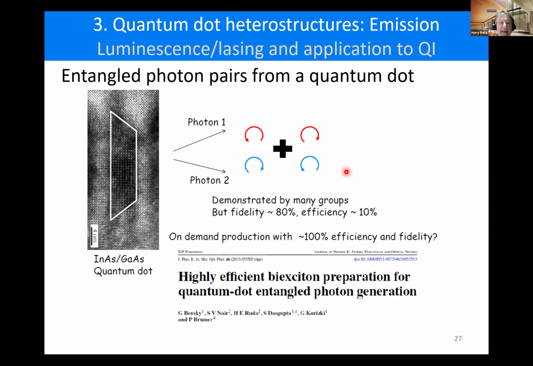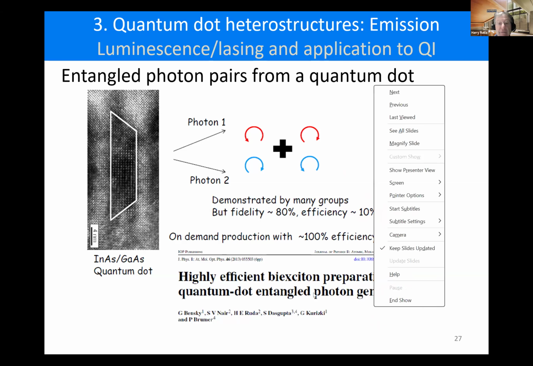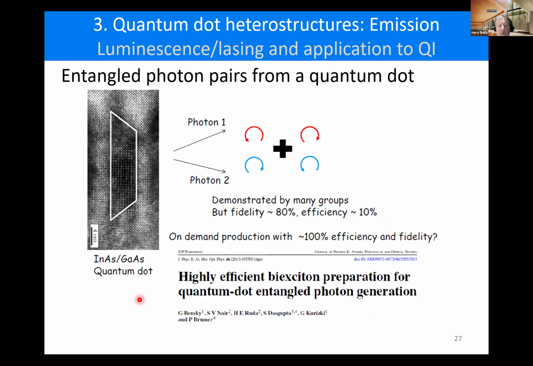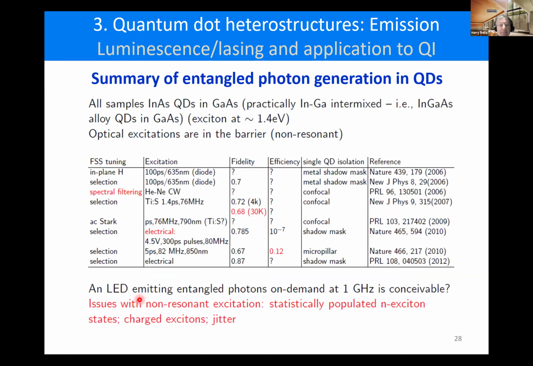So the idea here is, can we form entangled photon pairs, i.e. bi-exciton states which recombine to emit light? Many people have looked at this problem, but the fidelity typically is very poor, about 80%, and the quantum efficiency is very low, around 10%. So I just want to talk briefly about our work on highly efficient bi-exciton preparation for entangled photon generation. In the interest of time, I'm not going to go through all of these, but again, you can see fidelities and quantum efficiencies are very low in these cases.